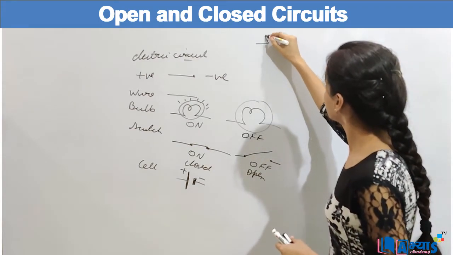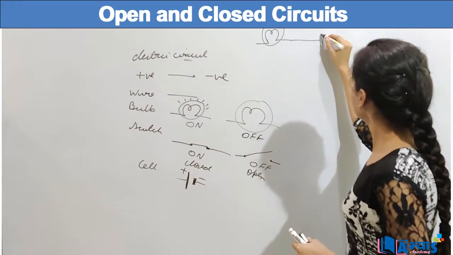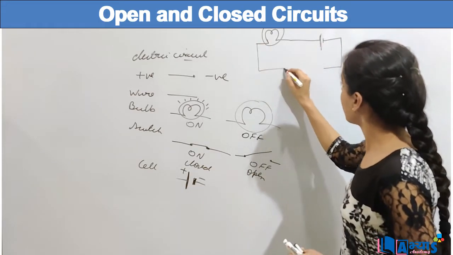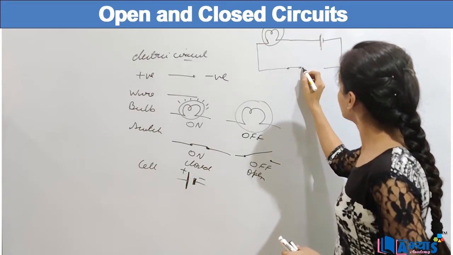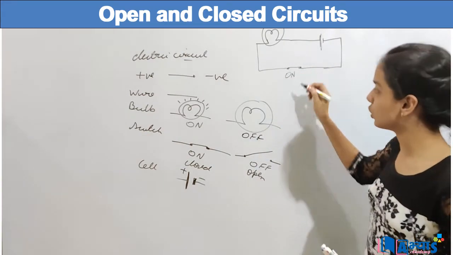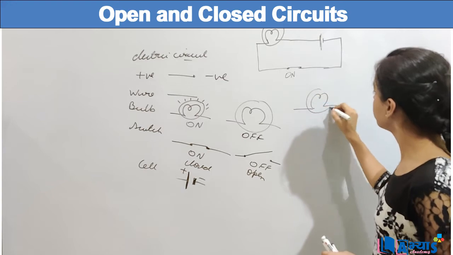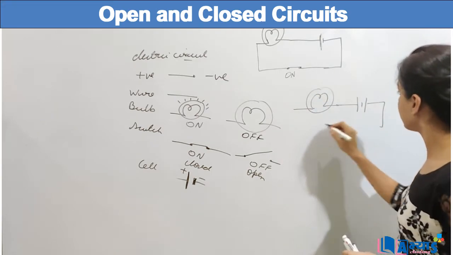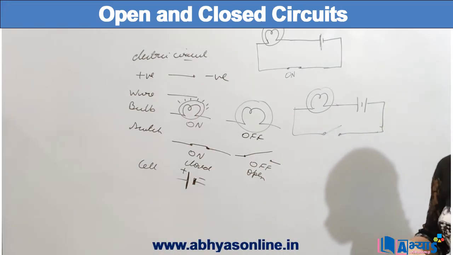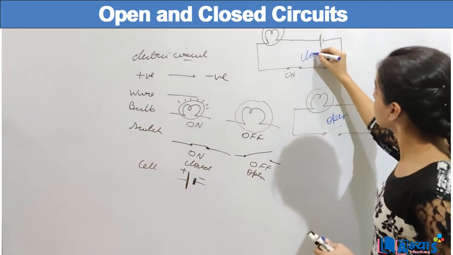Now I will draw the two circuits. Suppose I have a bulb which is in the on position, then I have a cell, then with the help of wires I am drawing the switch. As you can clearly see, the switch is in the closed position, that means it is in the on position. So the circuit is a closed circuit. Then I draw the bulb, the cell, and then the switch. Now the switch is in the off position. Such a circuit is an open circuit, and this was a closed circuit.